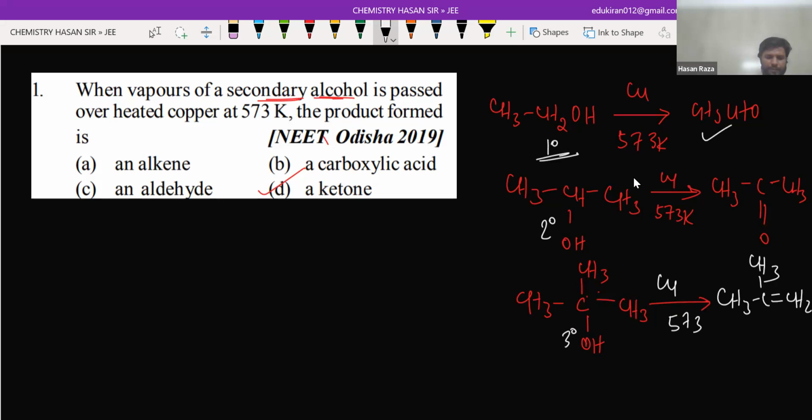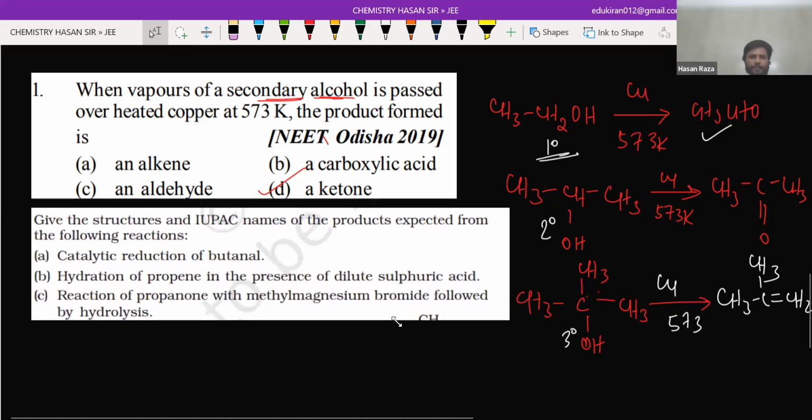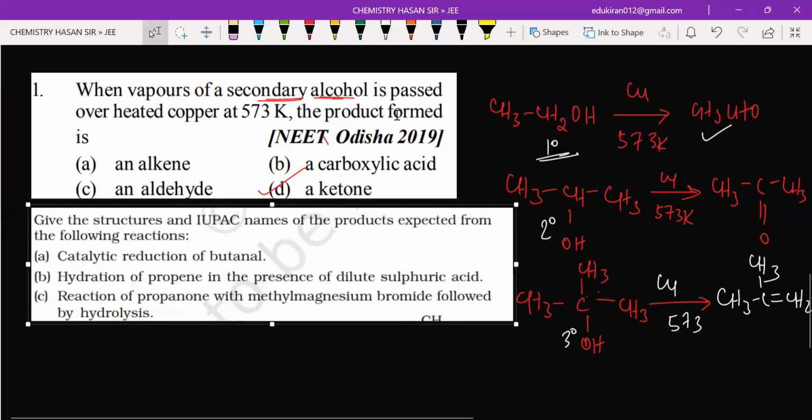Let me know when you are done with this. The next question from NCERT, let's see how many of you can solve it. Basic reaction is there only.